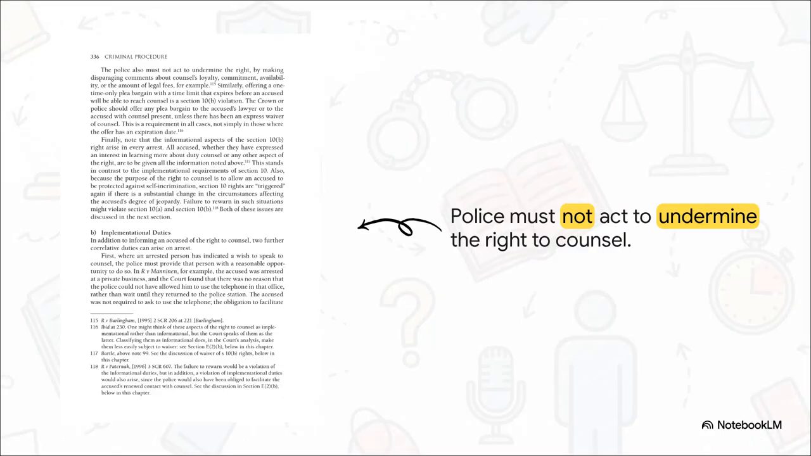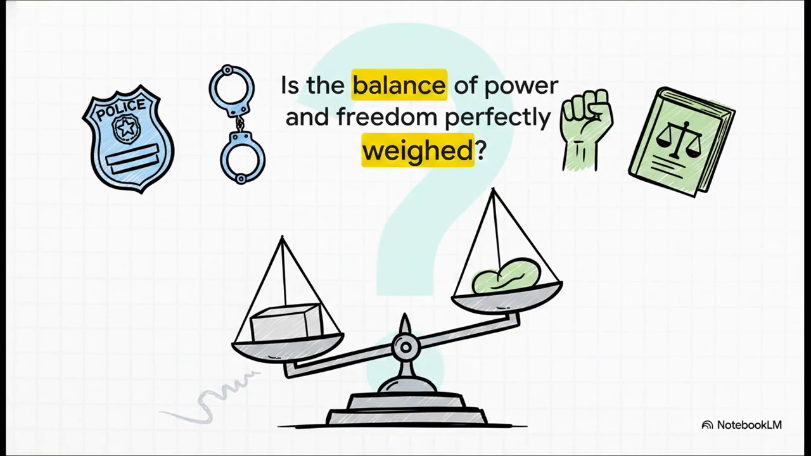This creates incredibly strict boundaries for the state during what is obviously a very vulnerable time. As the source material highlights, police absolutely cannot act to undermine your right to counsel. This means they can't make disparaging comments about your lawyer, they can't mislead you about legal fees, and there's no way they can offer you some fleeting, exploding plea bargain to pressure you into talking before you've made that phone call.